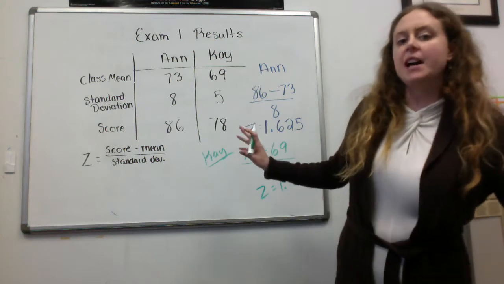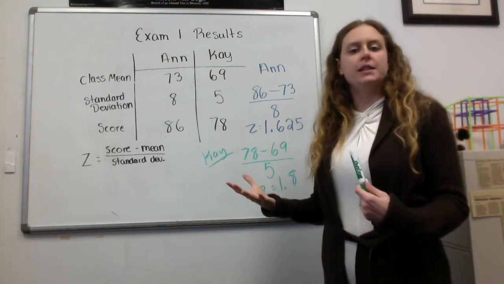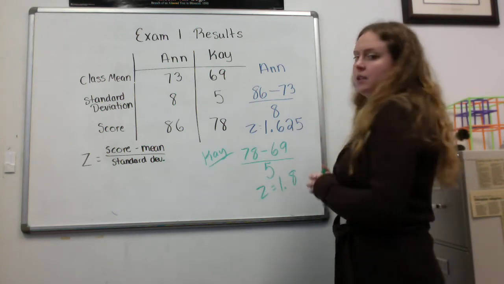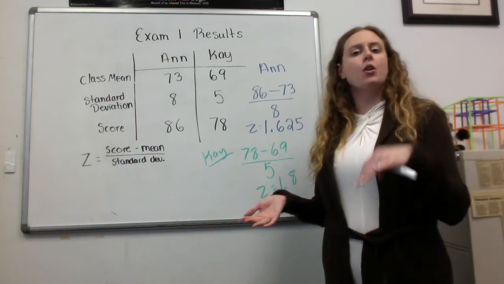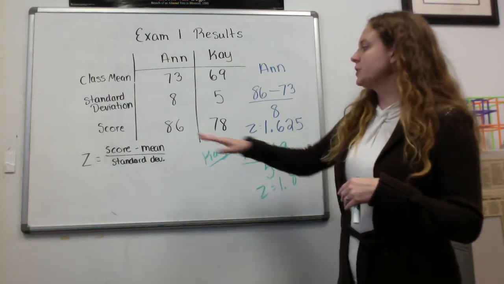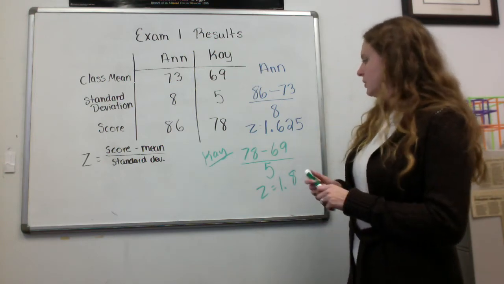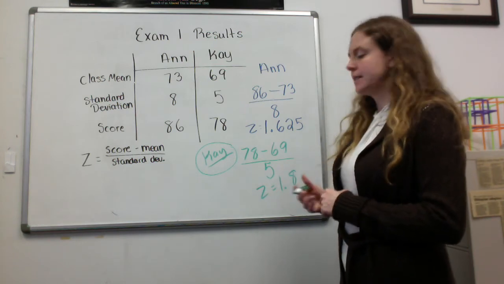So now what I've done is I've taken this information and I've put it in the same units basically. I basically got rid of the units on here, so I can compare the z-scores. Depending on the scenario, we might want a higher z-score or a lower z-score. In terms of a test and making a grade in school, we want a higher z-score. So in this case, Kay did better on the exam.